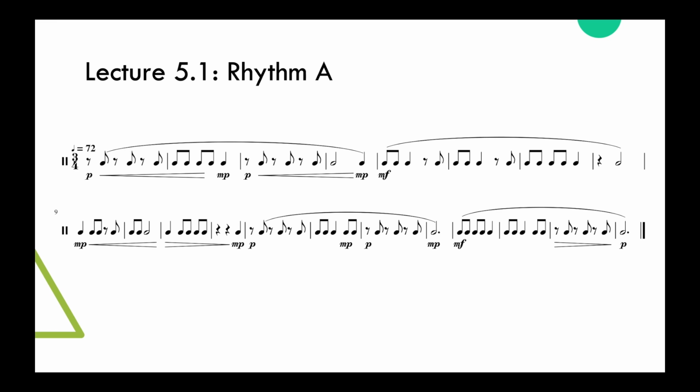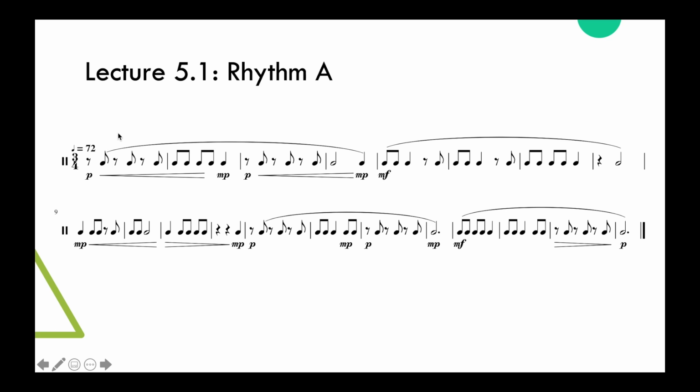So rhythm A for lecture 5.1 is pretty challenging compared to the previous lecture, although it's compensated for a little bit by a slower tempo. We can see we've already got a lot of dynamics, getting from piano gradually to mezzo piano twice, mezzo forte here, going from piano, mezzo piano a little louder, and then back to mezzo piano, piano to mezzo piano, piano to mezzo piano, mezzo forte, and then lower to piano at the end. So this is going to be pretty tricky in terms of dynamics, but this is good practice.